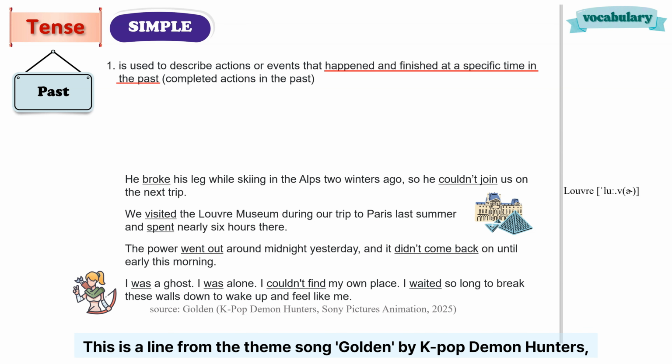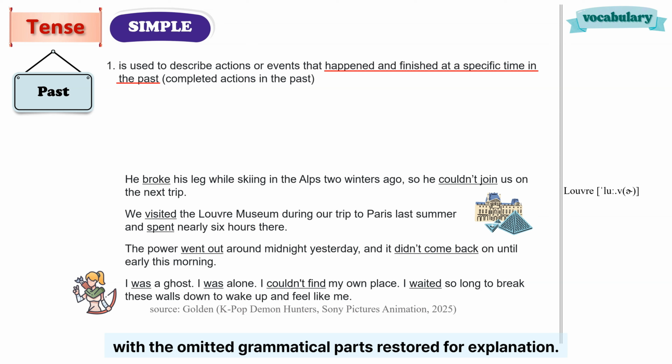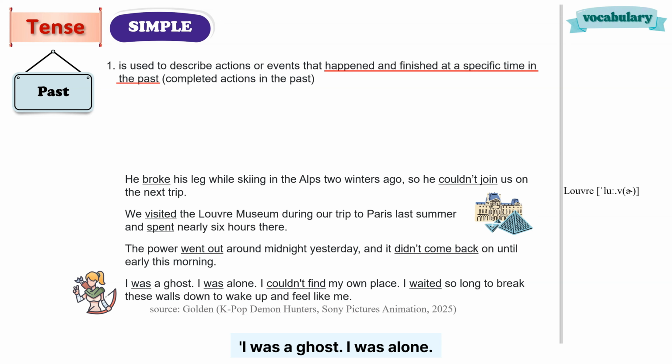This is a line from the theme song Golden by K-pop Demon Hunters, with the omitted grammatical parts restored for explanation. I was a ghost. I was alone.